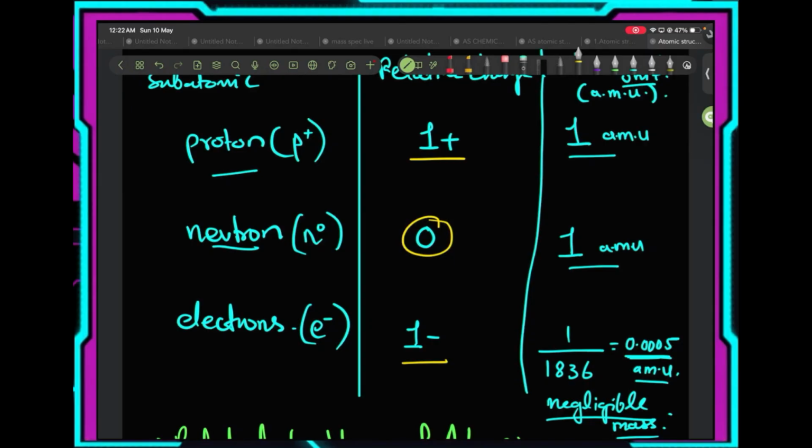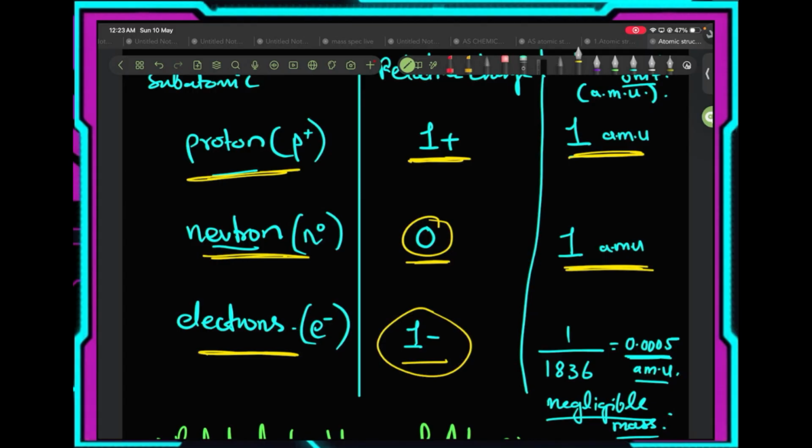But if we just write a single point about neutrons, what would that be? That neutrons are contributing in the mass and building up the mass of the atom, but they do not contribute in building up the charge of the atom, right? Similarly, protons are contributing in building up the charge and the building up the mass. But what about electrons? Electrons only contribute in building up the charge, and they do not contribute in building up the mass because they have negligible mass. Understood?